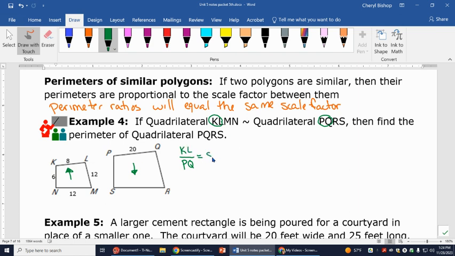This is going to reduce to my scale factor. Okay, KL is 8. PQ is 20. That's my scale factor. We always reduce our scale factor. What does 8 over 20 reduce to? 2/5.